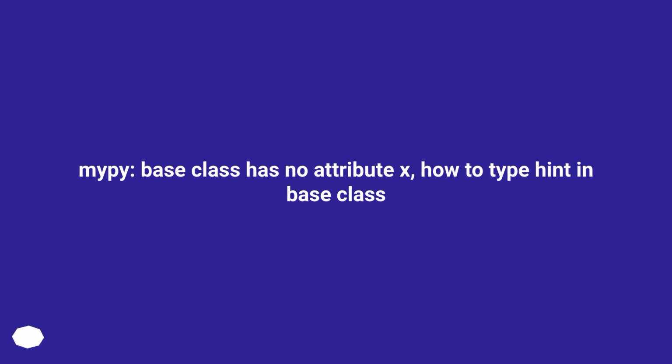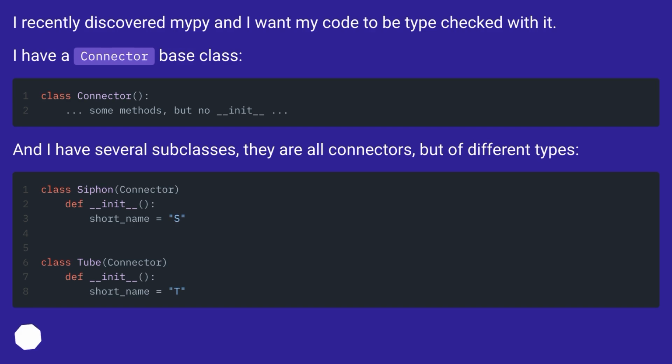mypy, base class has no attribute X, how to type hint in base class. I recently discovered mypy and I want my code to be type checked with it. I have a connector base class. And I have several subclasses, they are all connectors, but of different types.